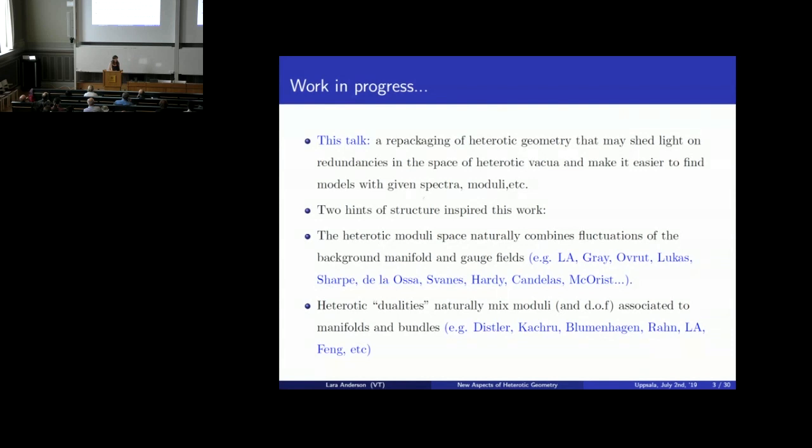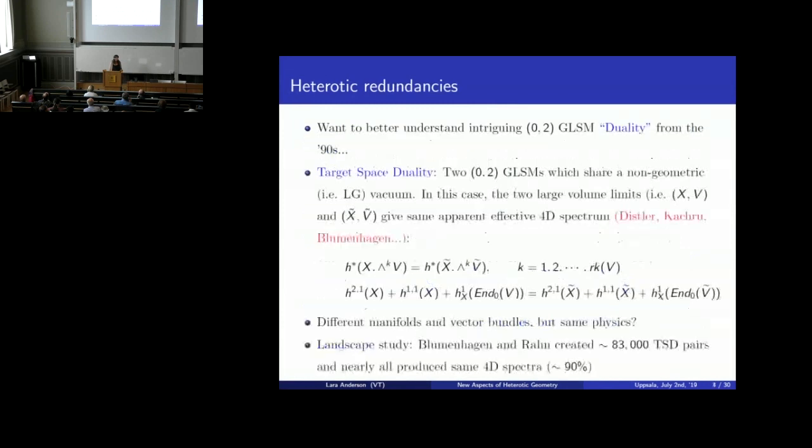These are poorly understood, but correspondences of heterotic theories, which are going to, again, naturally mix notions of base manifolds and vector bundles over them. And this is going to be building on work, again, from some time ago in the 90s, initially by Distler and Kachru, and more recently studied by Blumenhagen and collaborators, and more recently still by my student, He Feng, and I. So with that, what is it that I'm going to actually tell you?